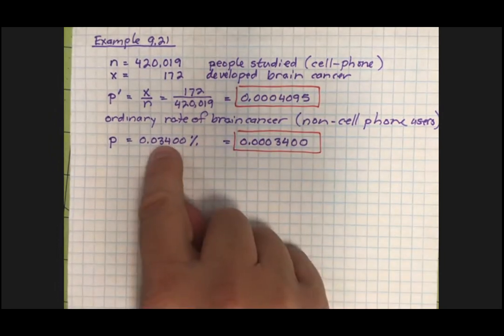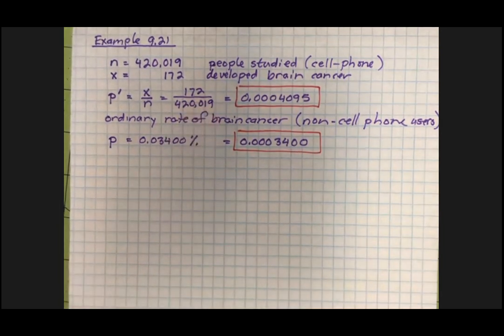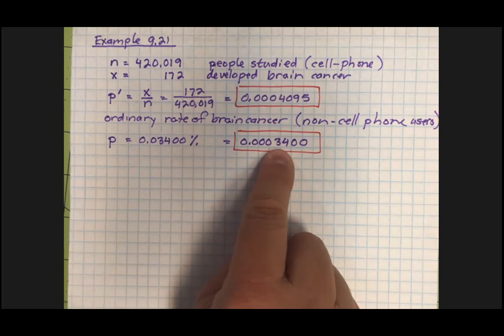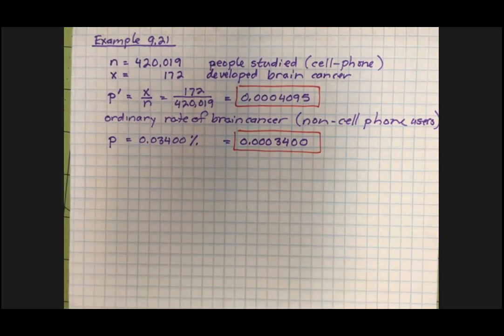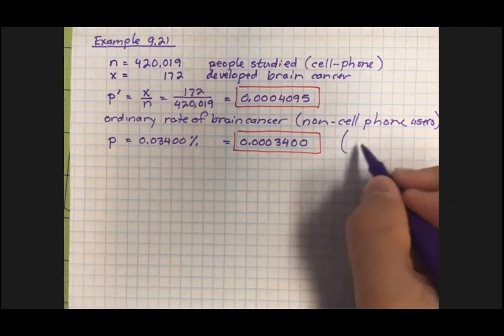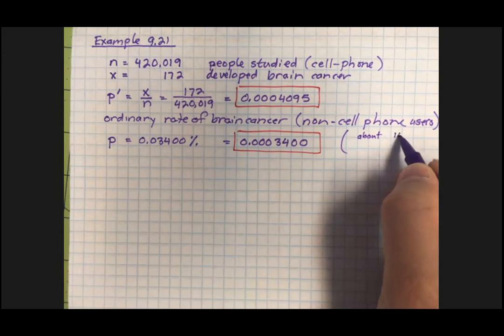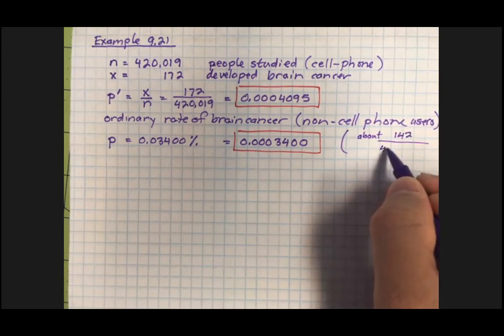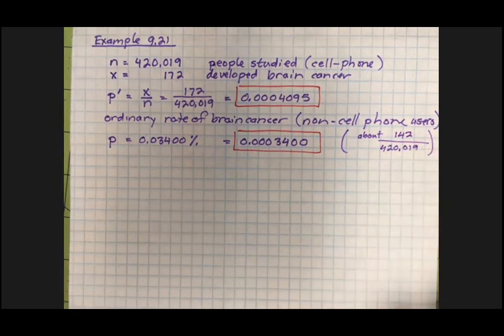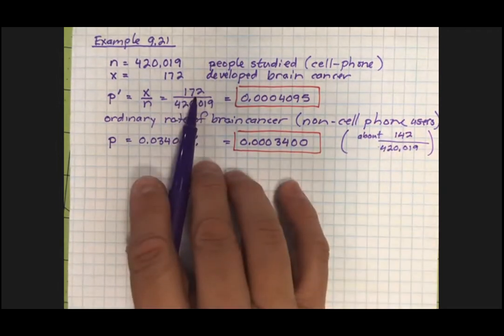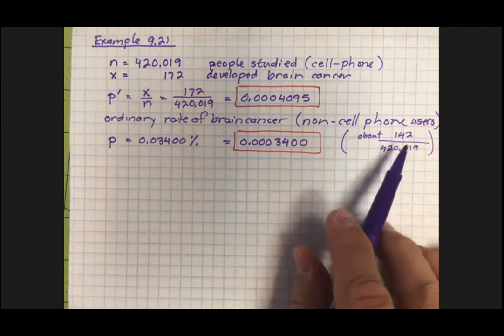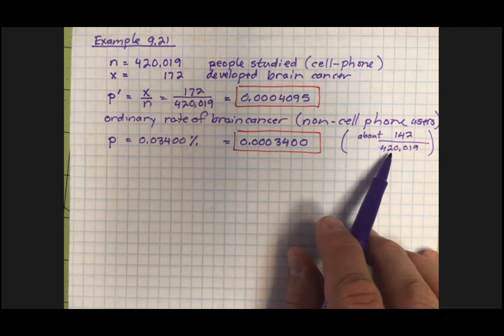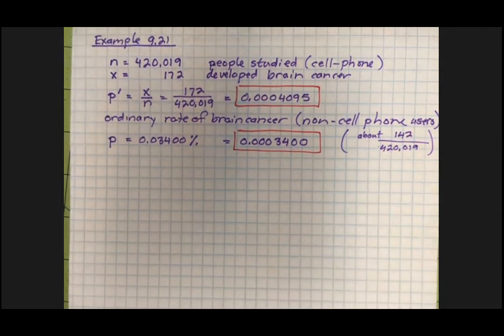What is 0.03400% of 420,000? Let's say if I had 420,019 people ordinarily, multiply by this number, and that'll tell you how many people you'd ordinarily expect to have cancer. I'll do that on my calculator off screen. That turns out to be about 142 out of 420,019. Now, how should you compare that 142 to that 172? Wow, 30 more people got brain cancer. Yeah, but 30 more people in nearly 500,000. How do I know something else isn't causing a slight increase in brain cancer rate?